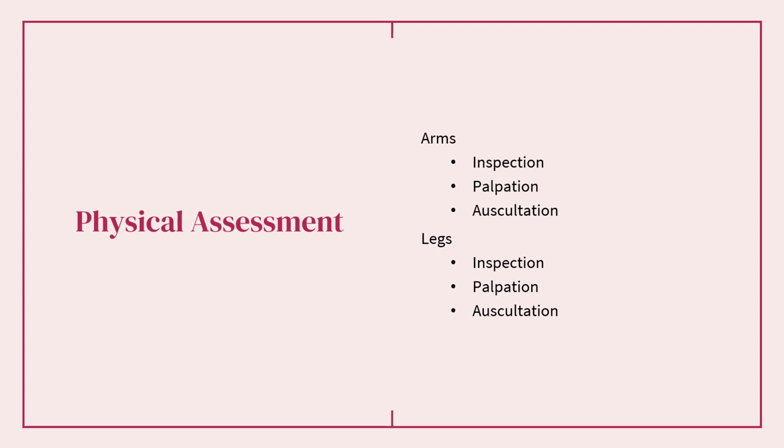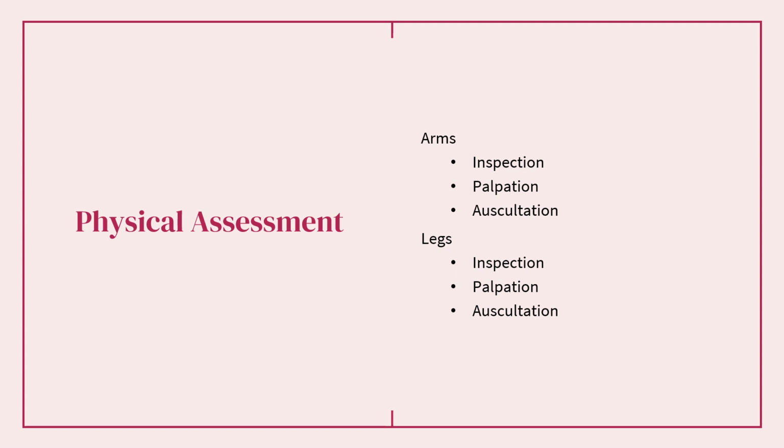Now we move into the actual hands-on portion of the peripheral vascular assessment, and we're going to assess both the upper and lower extremities using three main techniques: inspection, palpation, and auscultation. So starting with the arms, by visually assessing both arms, comparing bilaterally for symmetry, we're looking at the skin color, checking for hair distribution, we're observing for lesions, ulcers, or scars, we're assessing for edema or swelling.